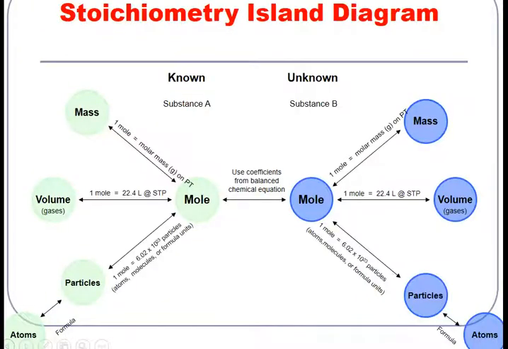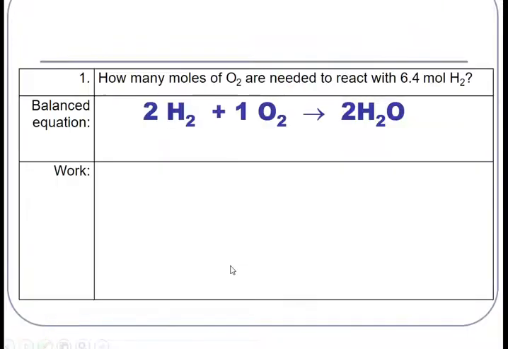So here's our stoichiometry island diagram. In chapter 10, we learned how to go from mass to moles, moles to particles, particles to atoms. Now what we're going to do is learn that we can go from one substance to a completely different substance using the coefficients from the balanced chemical equation. Keyword, balanced. It has to be balanced. So that's why you're practicing with balancing equations for chapter 12.